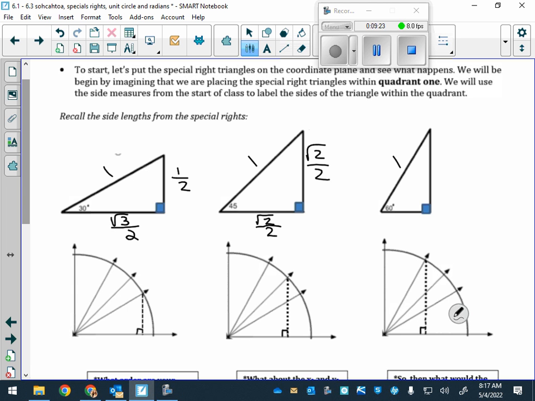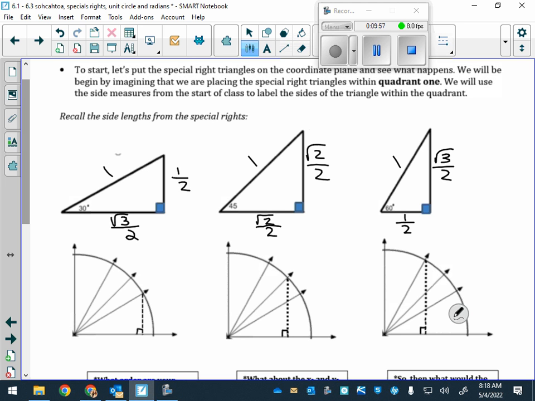So now, if I switch to where my 60 is now at the bottom, this side length is what out of these two values? Anna? Across from 60 would be what? Root 3 over 2, and our shorter side length is 1/2. So these two guys just switched places.